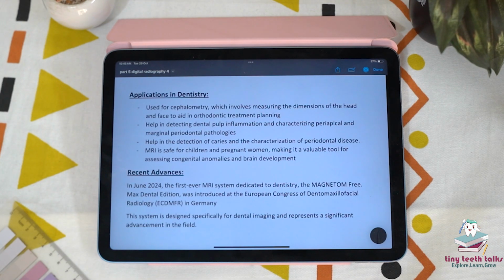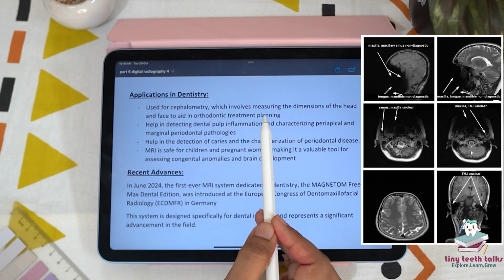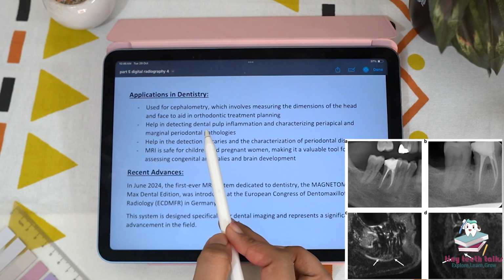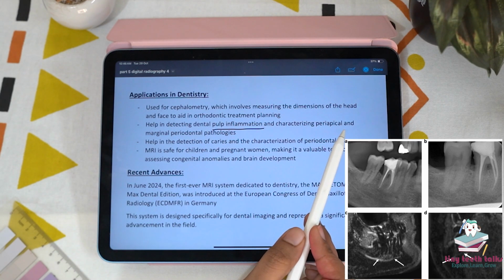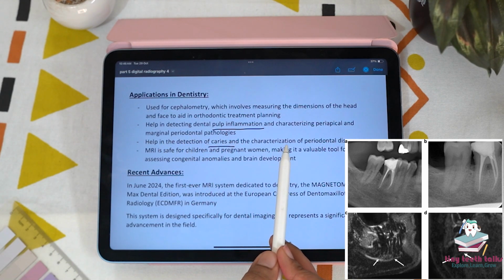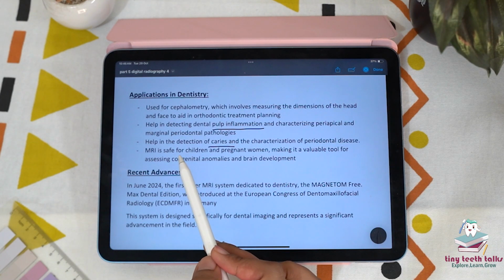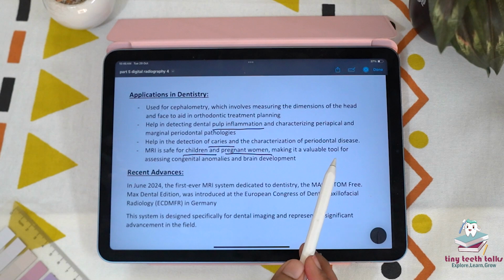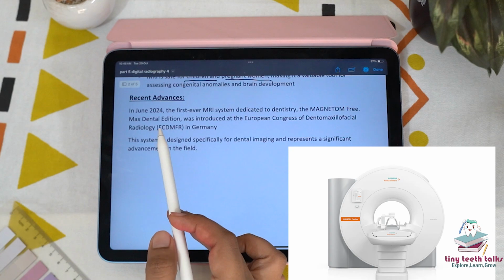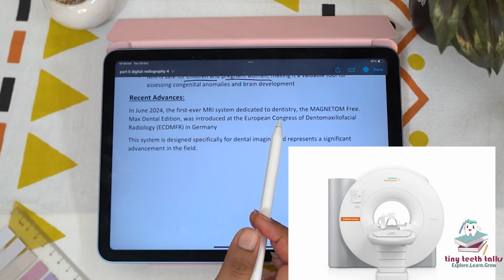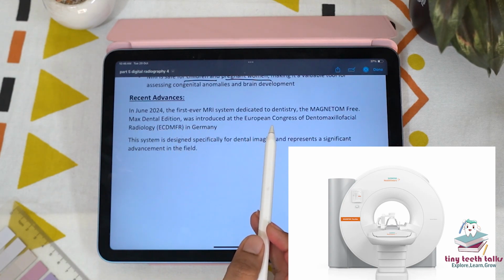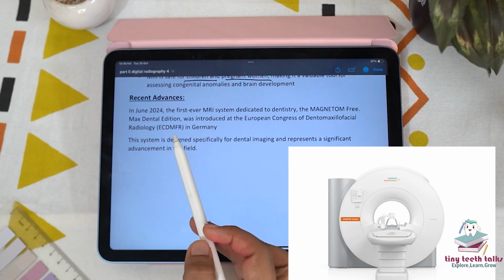Coming to the applications in dentistry, it is used for cephalometry, which involves measuring the dimensions of the head and face to aid in orthodontic treatment planning. It helps in detecting dental pulp inflammation, and characterizing periapical and marginal periodontal pathologies. It helps in detection of caries and characterization of periodontal disease. MRI is safe for children and pregnant women, making it a valuable tool for assessing congenital anomalies and brain development. In June 2024, the first ever MRI system dedicated to dentistry, the Magnetom Free.Max Dental Edition, was introduced at the European Congress of Dentomaxillofacial Radiology in Germany.